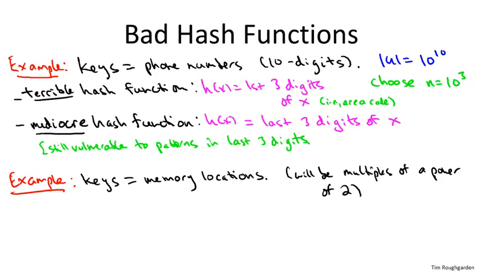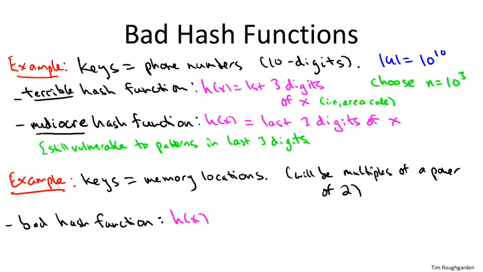And again, let's think about a hash table where we choose n equals 10 to the 3, or 1,000 buckets. So then the question is, how is this hash function going to take this big number, which is a memory location, and squeeze it down to a small number, which is one of the buckets? Let's just use the same idea as in the mediocre hash function, which is we're going to look at the least significant bits, so we can express that using the mod operator.